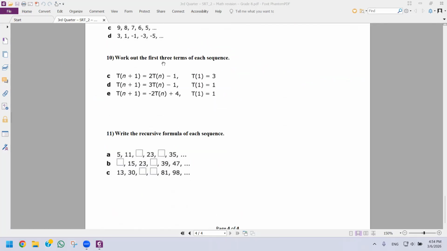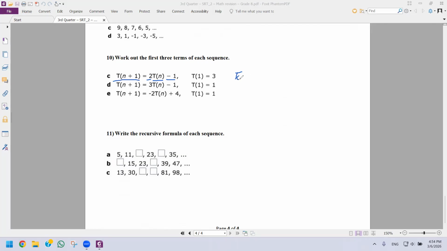Now, question 10, we have a recursive formula. It says Tn plus 1, which means if you need to find the next term, you have to multiply the previous term by 2 and subtract 1. This is the rule that I should follow. But I cannot solve if they don't give me the first value to start with. They said T1 is equal to 3. Okay, so T1 is 3.